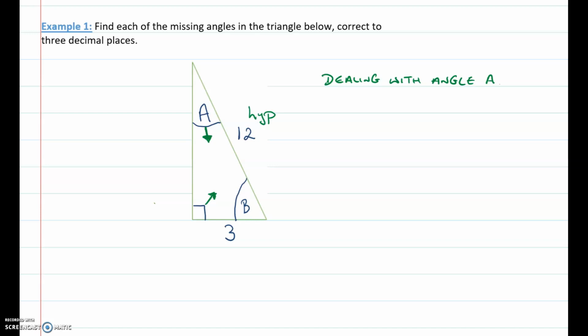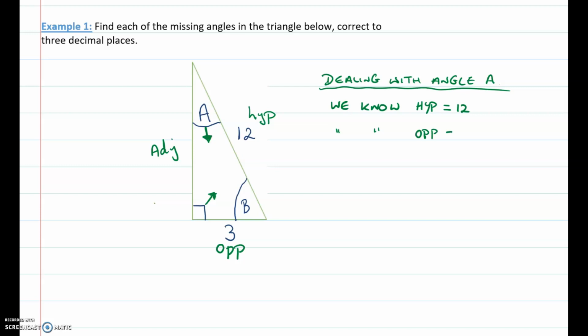So as long as we know that we're dealing with angle A, then the side opposite that is down here. This is the 3. So now we have the hypotenuse and the opposite, so that means this side over here must be the adjacent. Okay, so our job here is just to find the missing angles. So let's say we want to do angle A. We know the hypotenuse is 12, and we also know the opposite is 3.